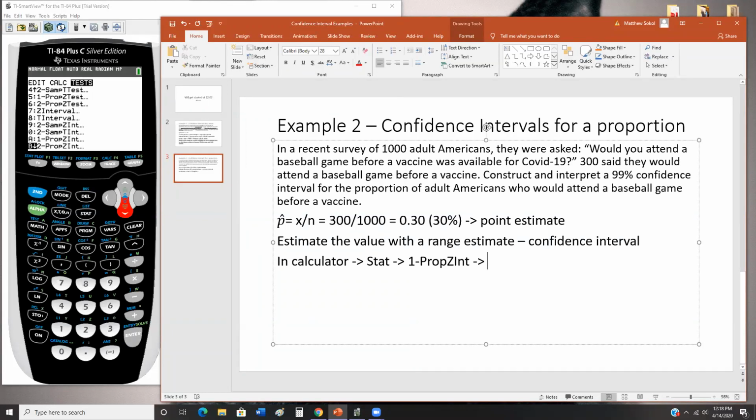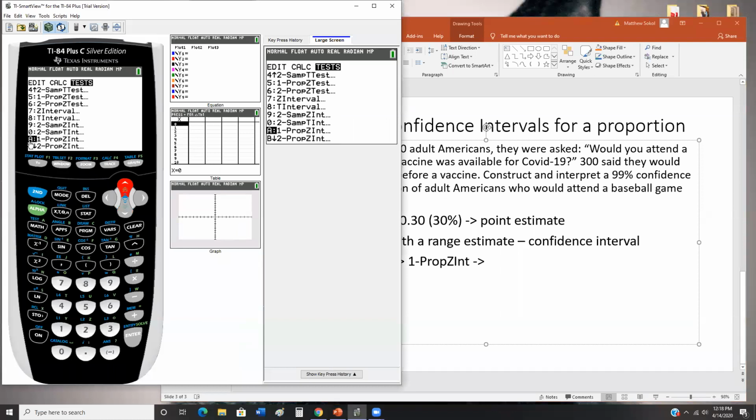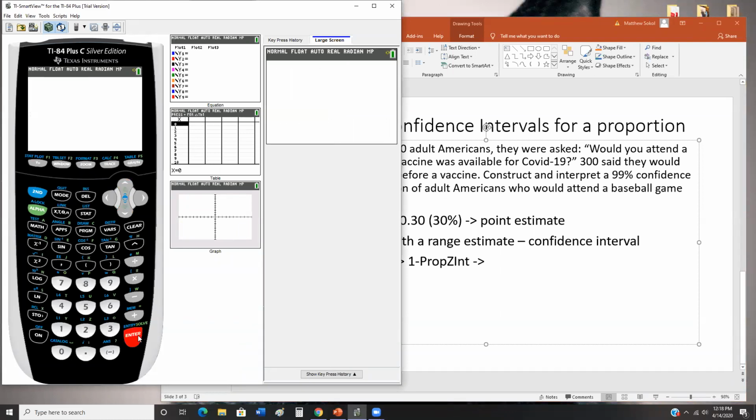That's why it's really important to tell me what you're picking in your calculator, or in your notes, in your solutions for quizzes and stuff. So 1-prop Z int, and just hit enter. And you're going to notice, unlike the previous example, there is no data versus stats. It just asks, what's your X? Well, that's the number of people who said they'd attend the baseball game, 300. N is the 1,000 people, so I'm going to do 1,000.